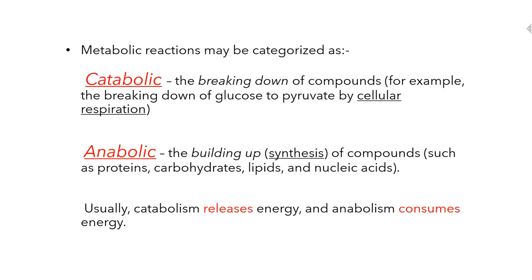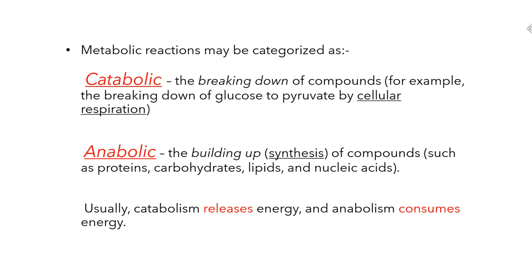Firstly, whatever food we are eating, we have to break down into simple parts, and after breaking that down, we have to convert those simpler parts into complex material. Okay, so first is catabolism. Catabolism is the breaking down of food or compounds, for example, the breaking down of glucose.